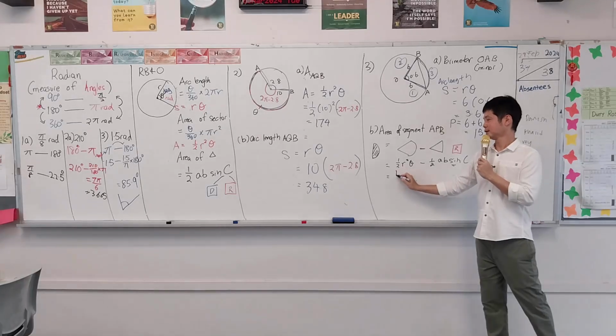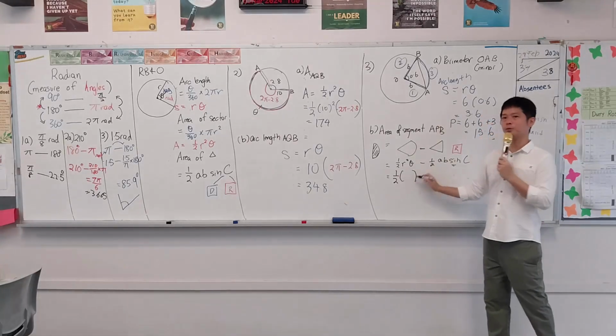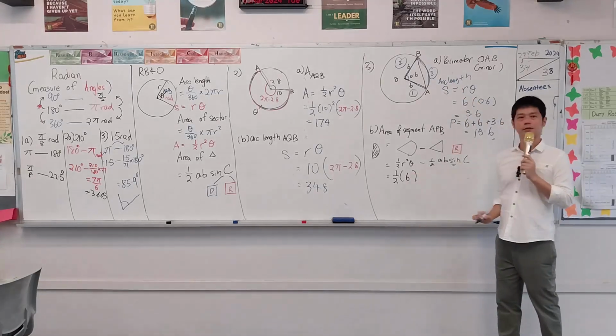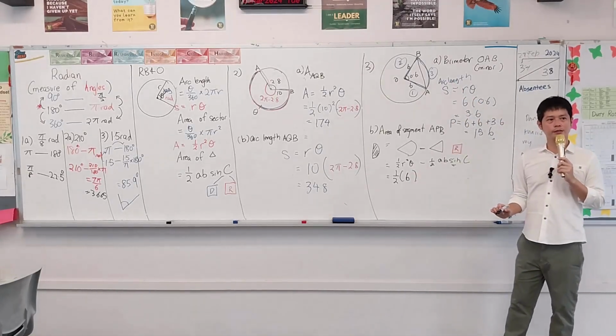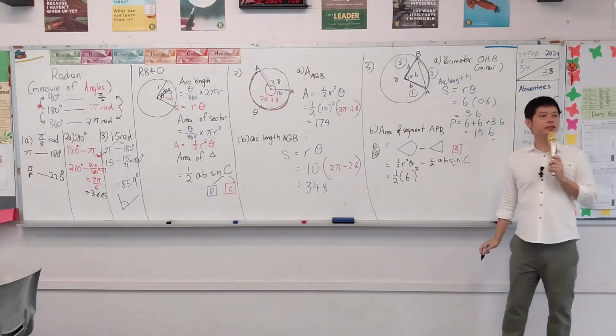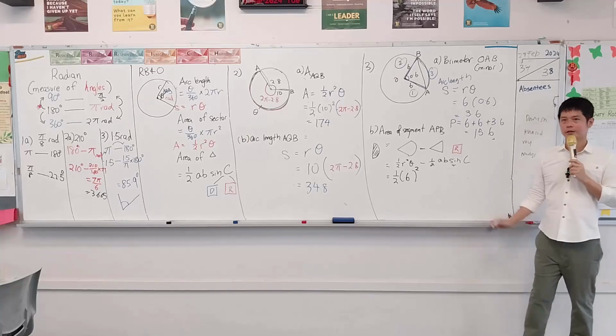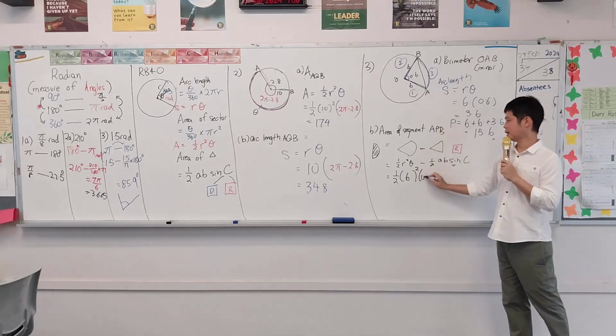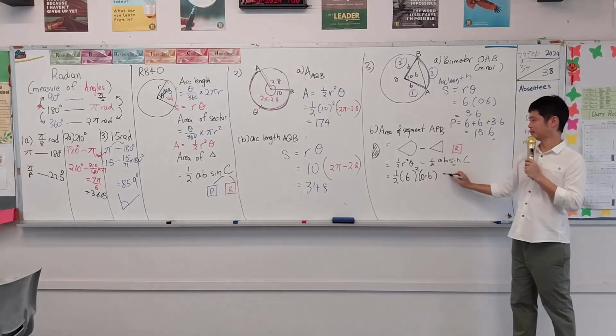Together. What R do you want to put? 6. What do you put next? Squared. Theta? I'm finding the pizza, right? So I use the pizza angle there, 0.6. And we are done for the sector.